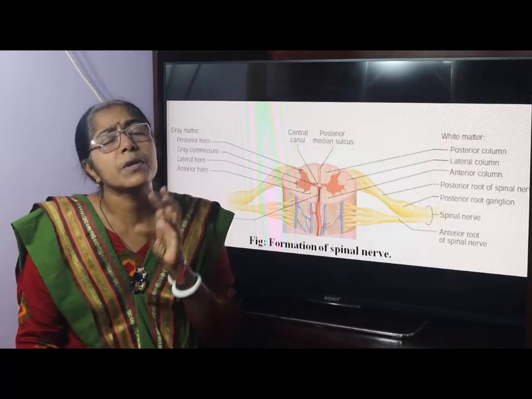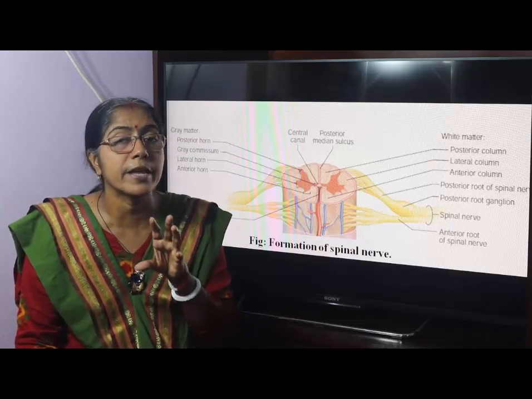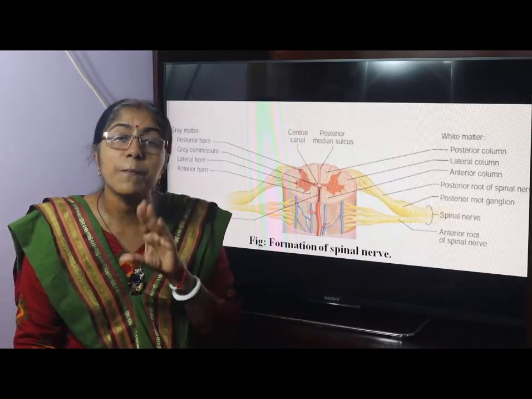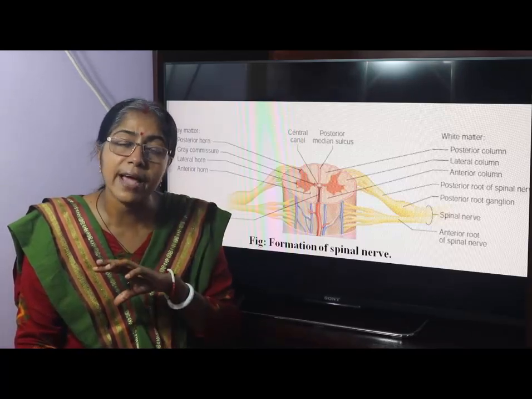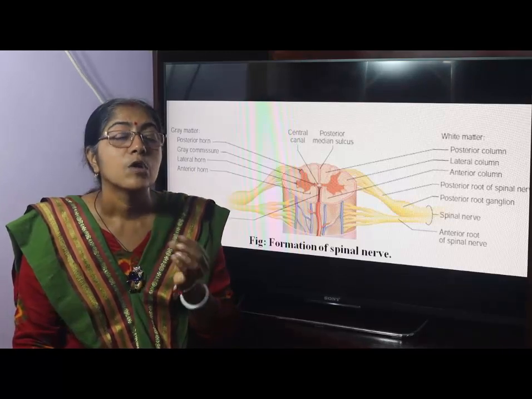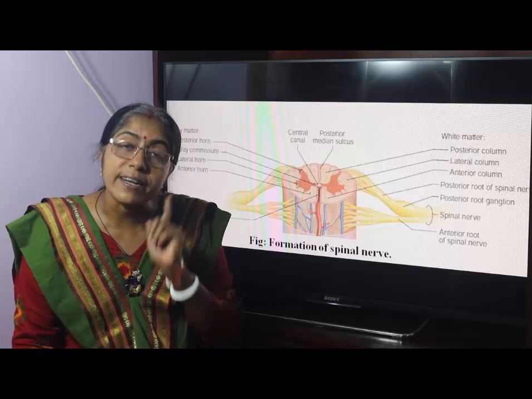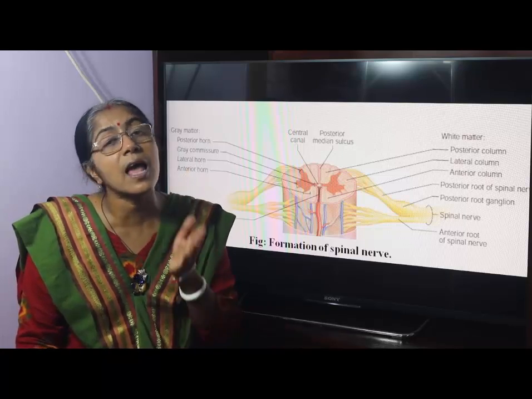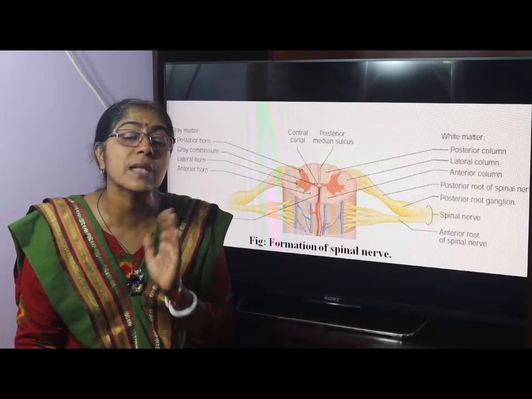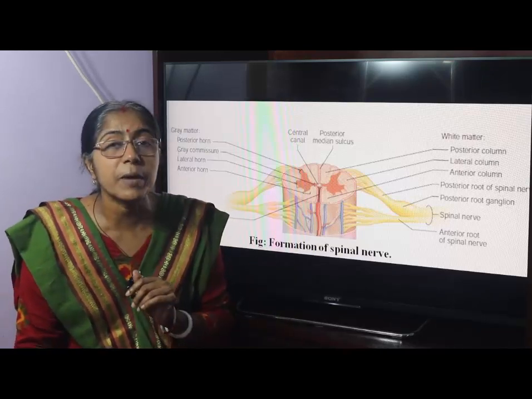We know a neuron is composed of cell body or soma or perikaryon and a number of processes, dendrite and axon. Axon is single and dendrites are multiple. So, cell body is the part of the neuron and neuron itself is the structural and functional unit of the nervous system. Now, what is the structure of the spinal cord?